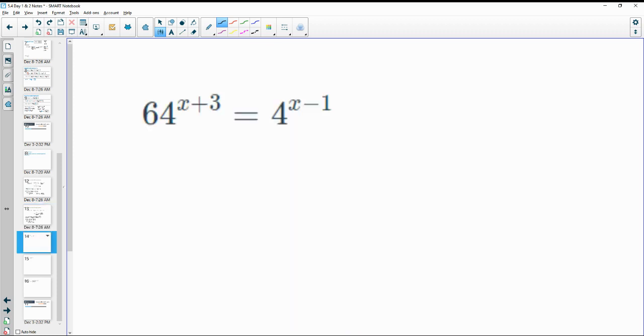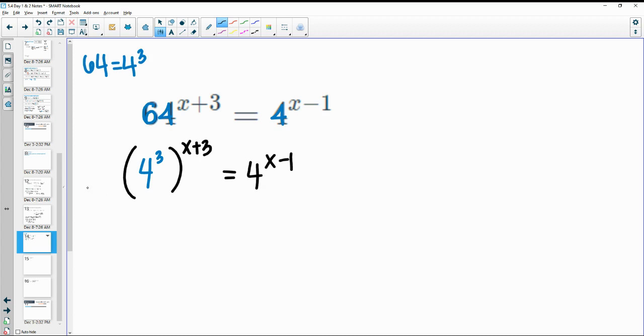All right, then in these exponential functions, we're going to be looking to get the same base on both sides. So we're going to be looking to rewrite this base and this base as the same number. And there'll be different ways to do this. Like both of these could be written as base 2, but they also can be written as base 4 because 64 is equal to 4 cubed. So that's what I'm going to do, is write this one as 4 cubed. And so we have 4 cubed to the x plus 3 equals 4 to the x minus 1.